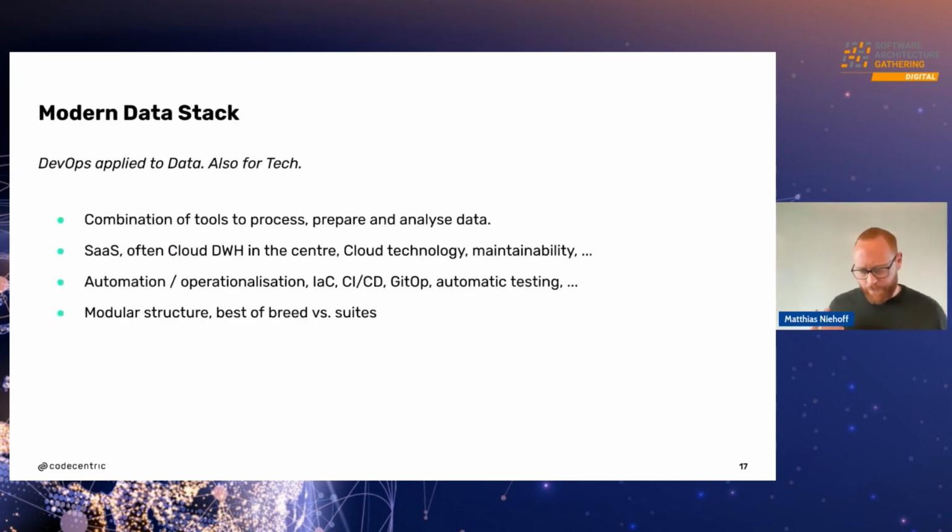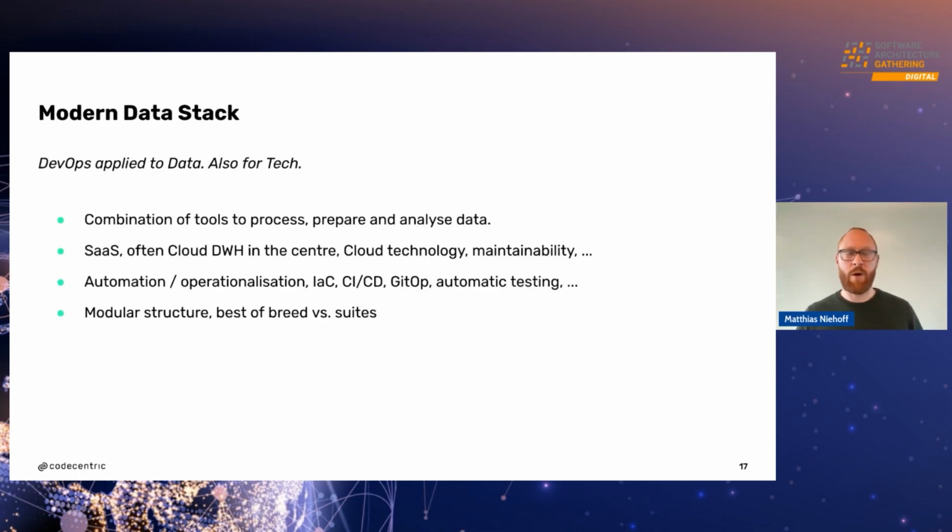And what emerged from this is the so-called modern data stack. Also, if you Google modern data stack, you will find plenty of definitions and plenty of vendors selling their solution as the modern data stack. But basically, it's DevOps applied to data for me.